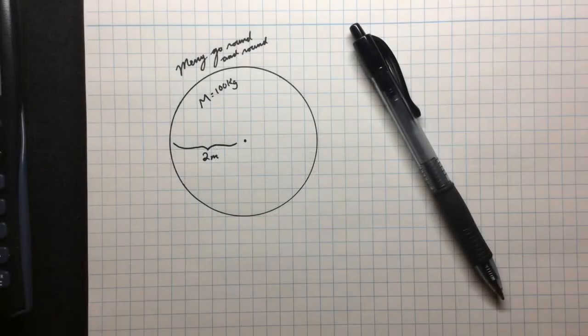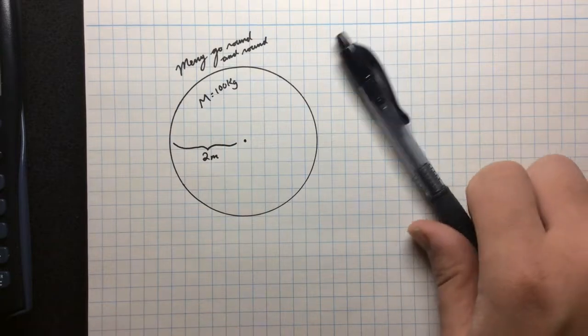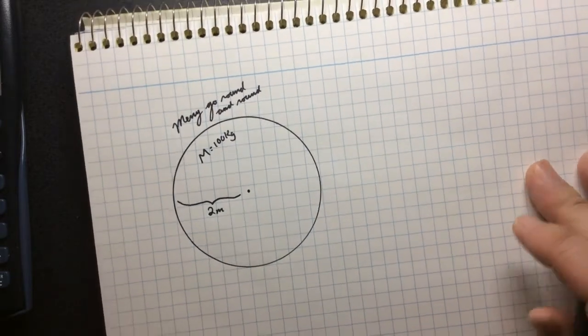Hey, it's Mr. K doing a video for AP Physics 1. We're going to work with a merry-go-round and round and round. And we are going to use some conservation of angular momentum. Before we begin, let's go ahead and talk about angular momentum just a bit.